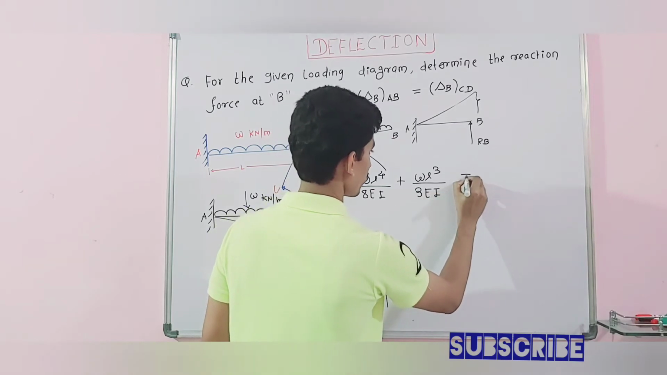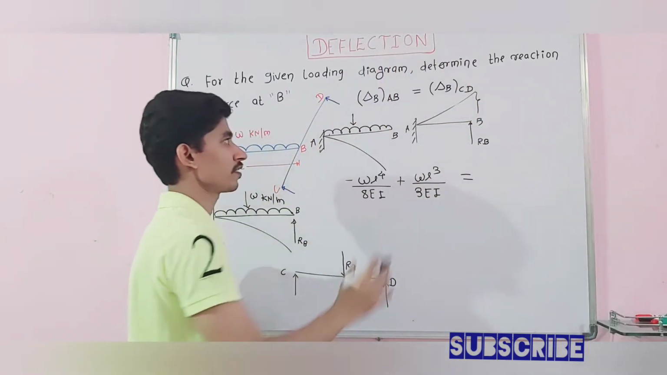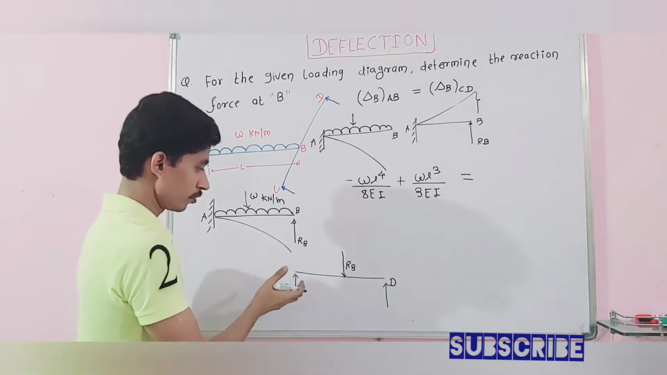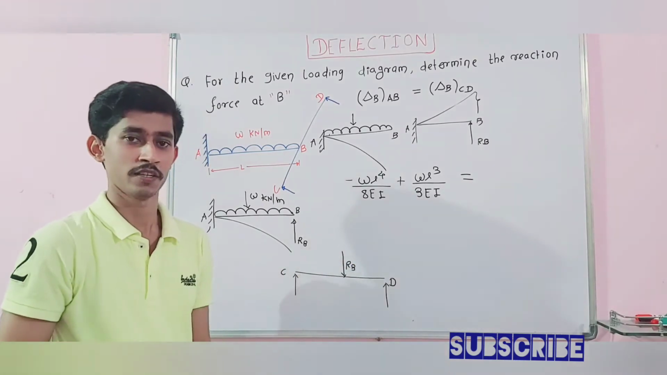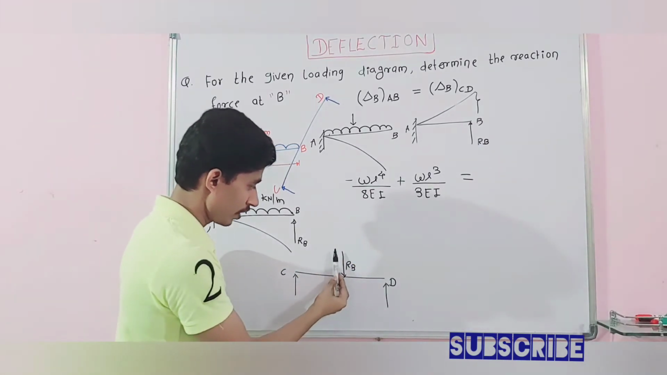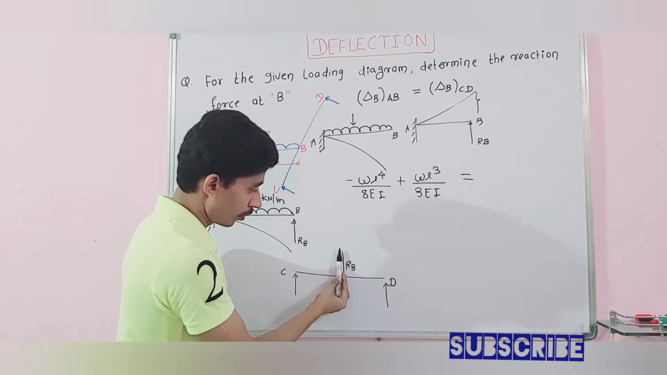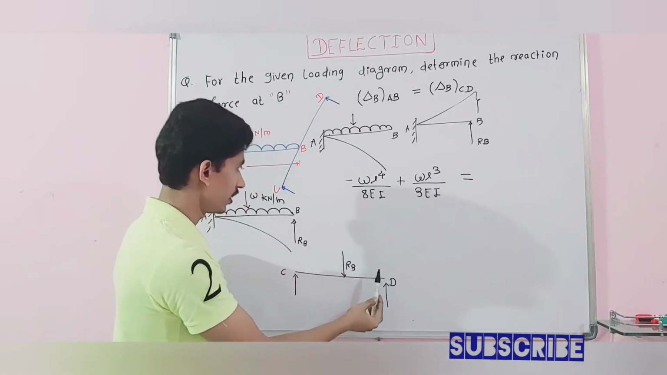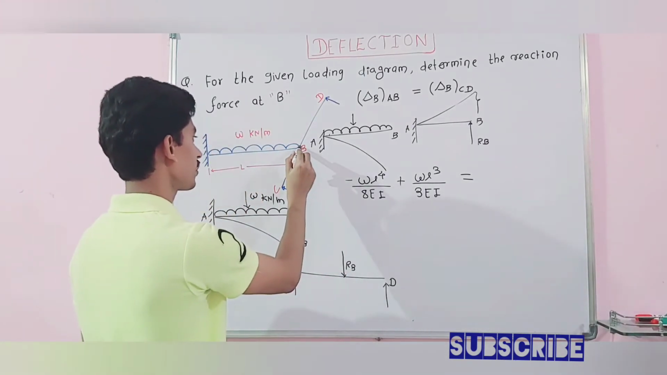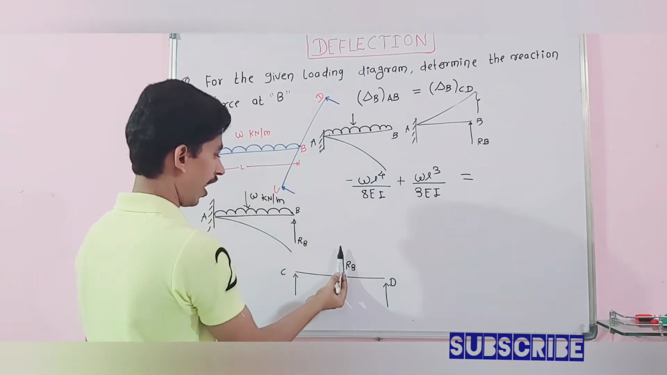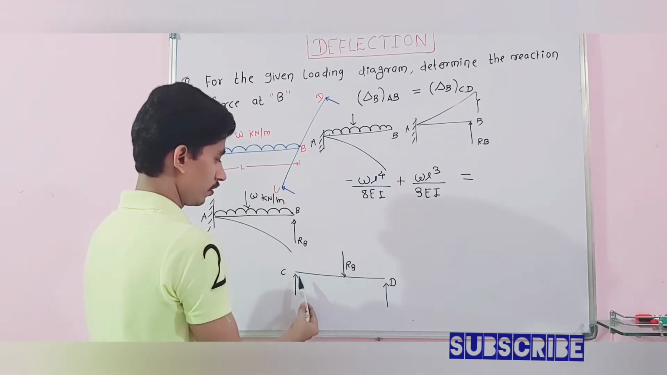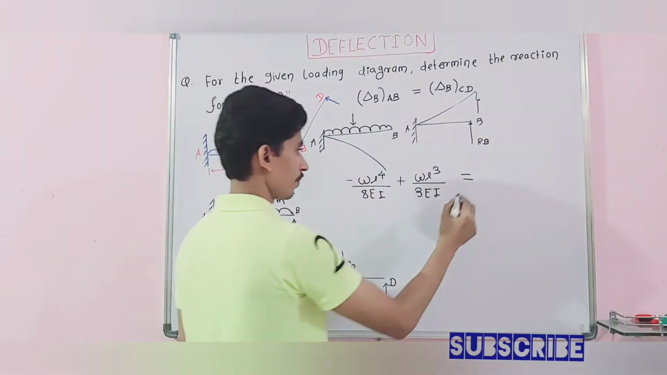And this must be equal to the deflection at point B due to this CD section. So what will be the deflection if my point load is acting at the middle of CD? This is the middle of CD, and my RB is acting at the middle. So what is that?